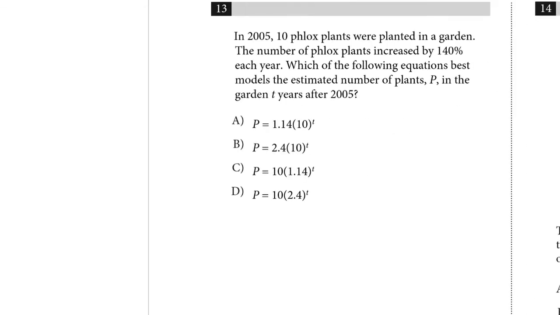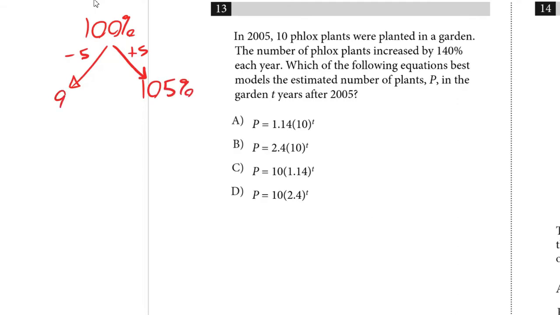Now looking at number 13, we've got 10 plants being planted, and that's going to increase by 140%. So that's a tricky little situation for a lot of people. When you're increasing or decreasing by a percent, let's say by a nice number like 5, you start at 100 and you go up by 5 or down by 5 from 100, and then you put them both in decimal form.